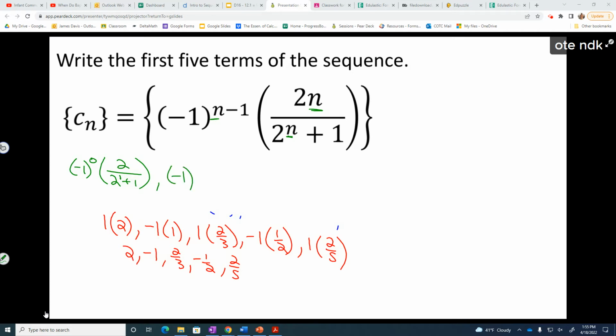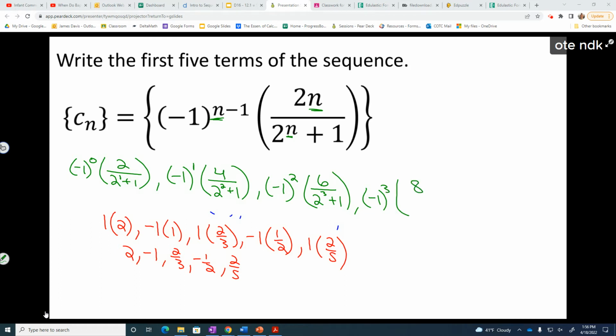Okay, next one is going to be negative 1. It's our second term, so we're replacing n with 2. So the 2 minus 1, which is 1, times 2 times 2, which is 4, over 2 squared plus 1. Our second term. Third term, we'll do 3. Negative 1 to the 3 minus 1, which is 2. 2 times 3, which is 6. 2 to the third plus 1. So that would be 4. Negative 1 to the 4 minus 1, which is 3. 2 times 4, which is 8. 2 to the 4 plus 1.